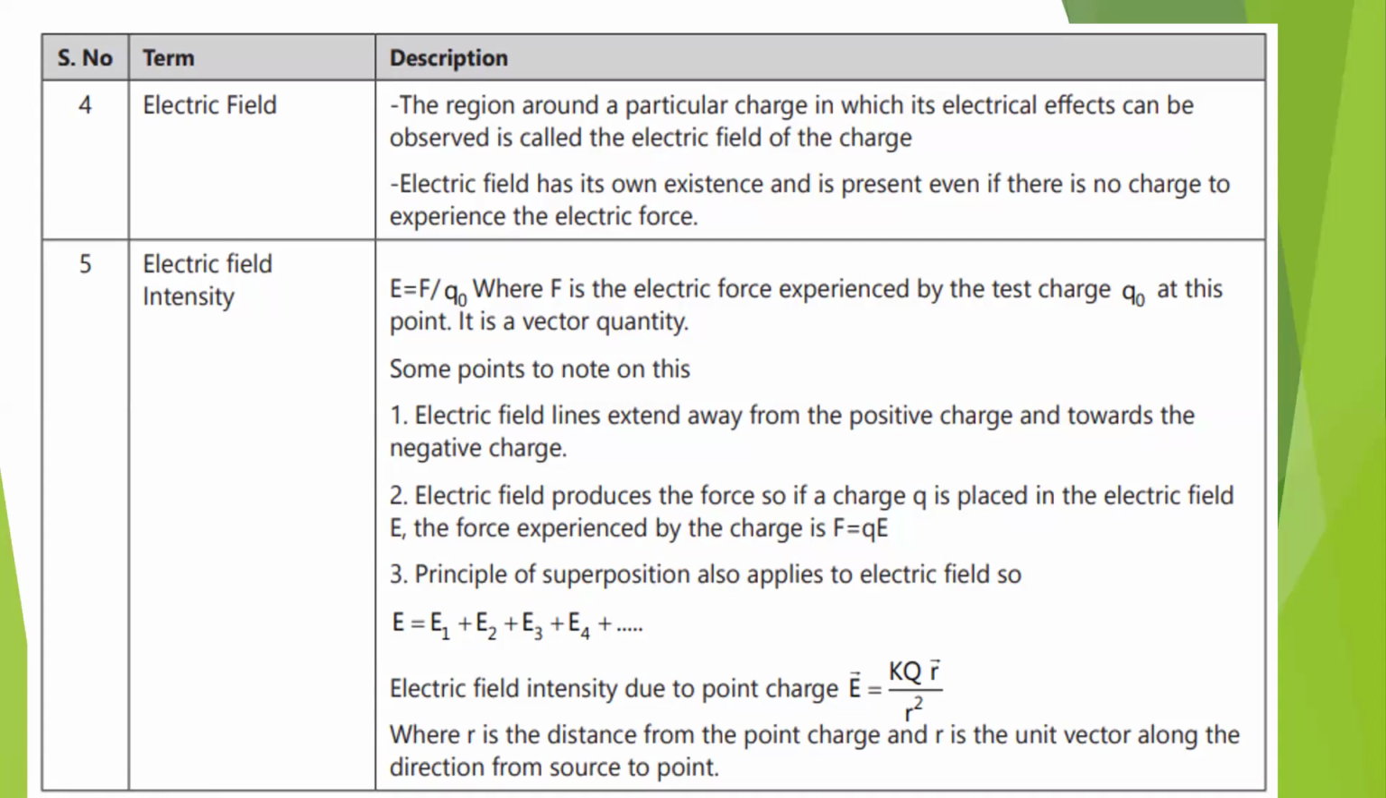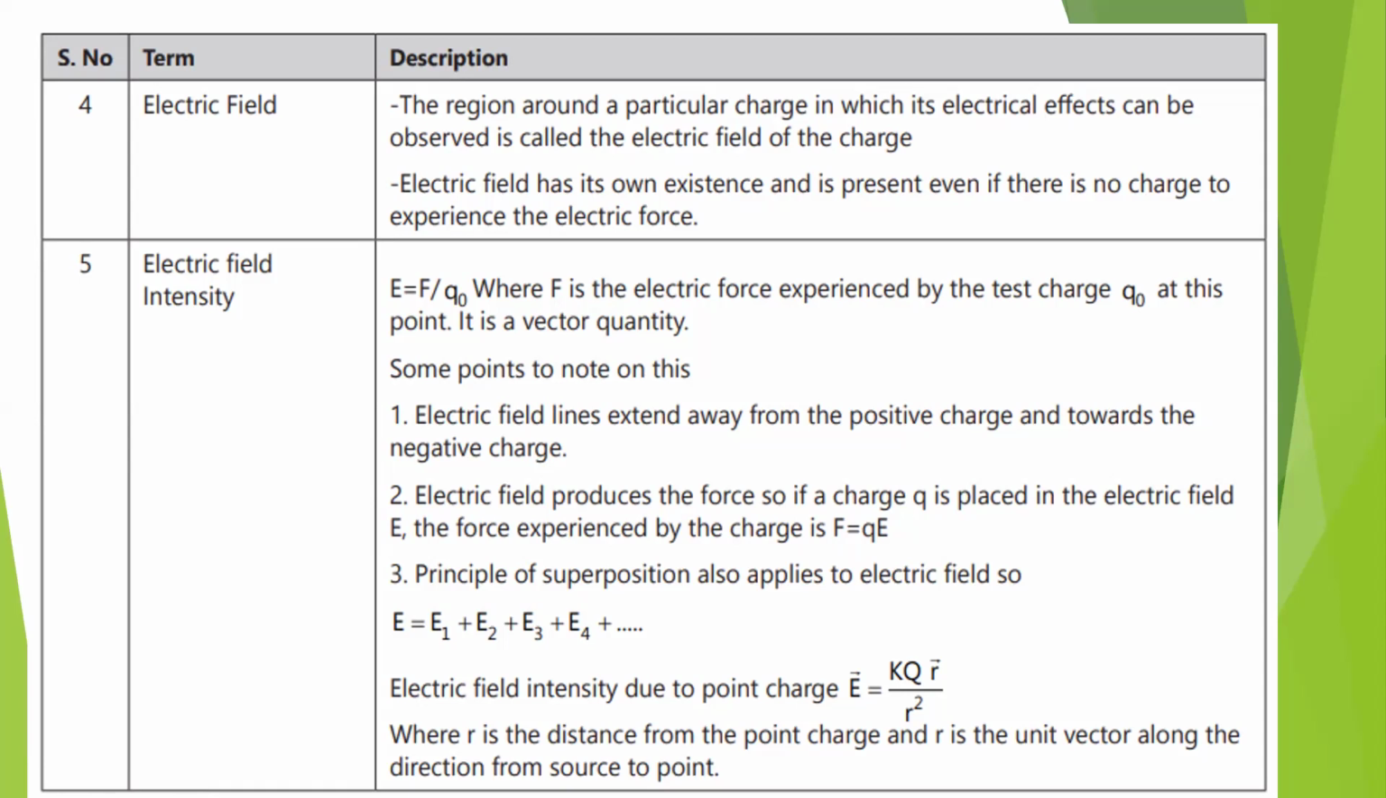So here are some points to note. Electric field lines extend away from a positive charge and towards a negative charge, which means every electric field line, that is, line of force, will start from a positive charge and end at a negative charge. The electric field produces force. So if a charge q is placed in an electric field E, the force experienced by the charge is F equal to qE, which is very basic.